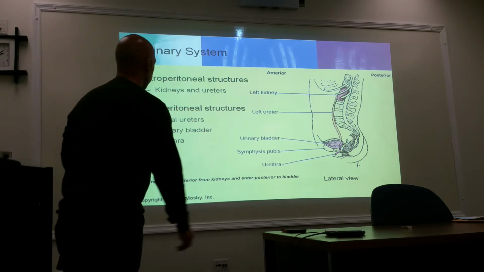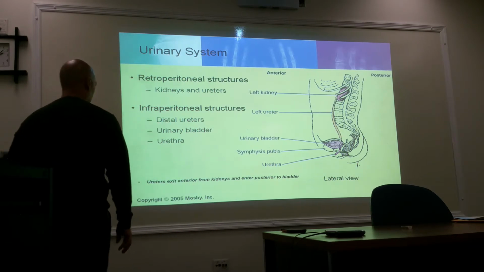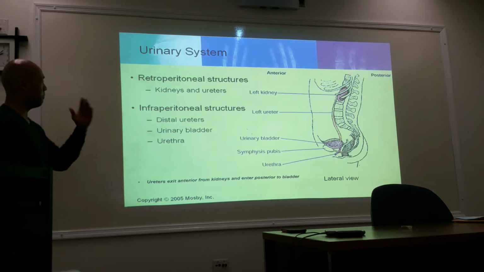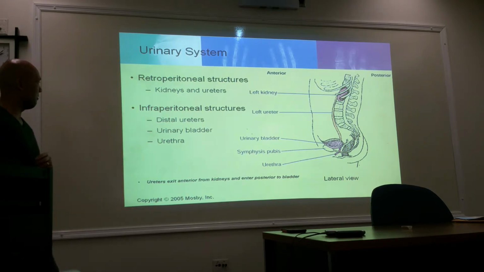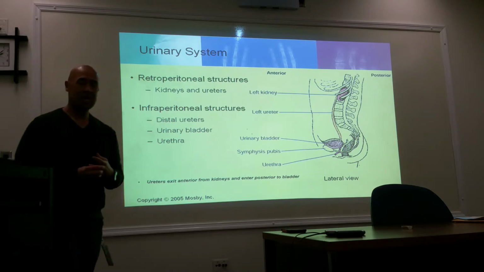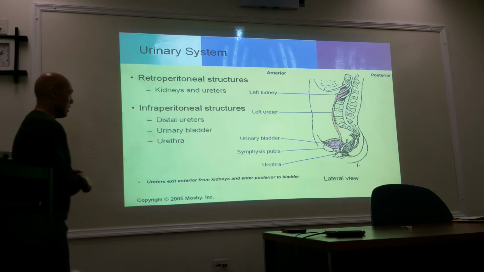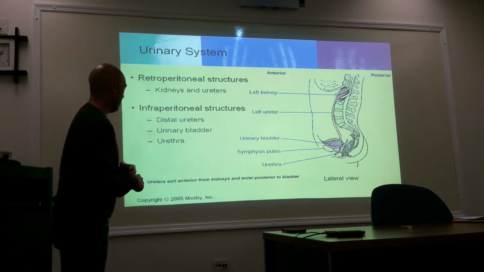The kidneys and the ureters are retroperitoneal structures, very posterior, and then below the peritoneum are your infraperitoneal structures. That includes your distal ureters, your urinary bladder, and then the urethra.